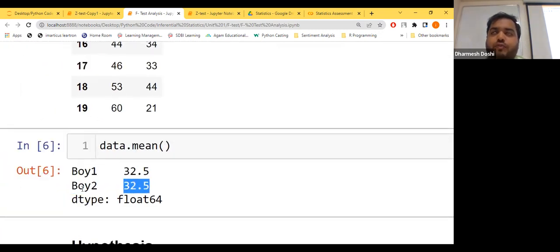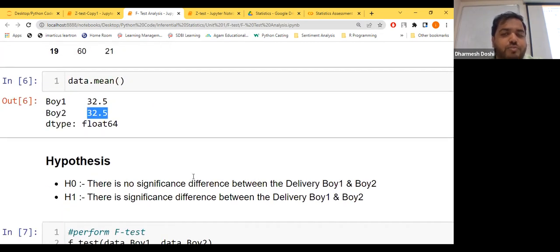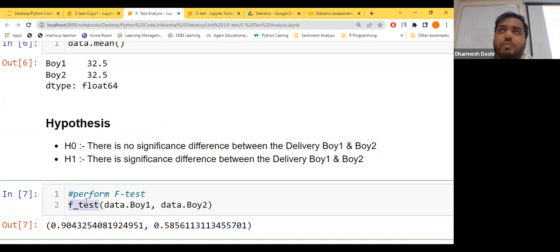Can you make any conclusion from mean? Here we say performance of delivery by both the boys are same. Now how F-test works: H0, there is no significant difference between boy 1 and boy 2. H1, I'm saying there is a difference. I use F-test, guys. It's an inbuilt function which we created.